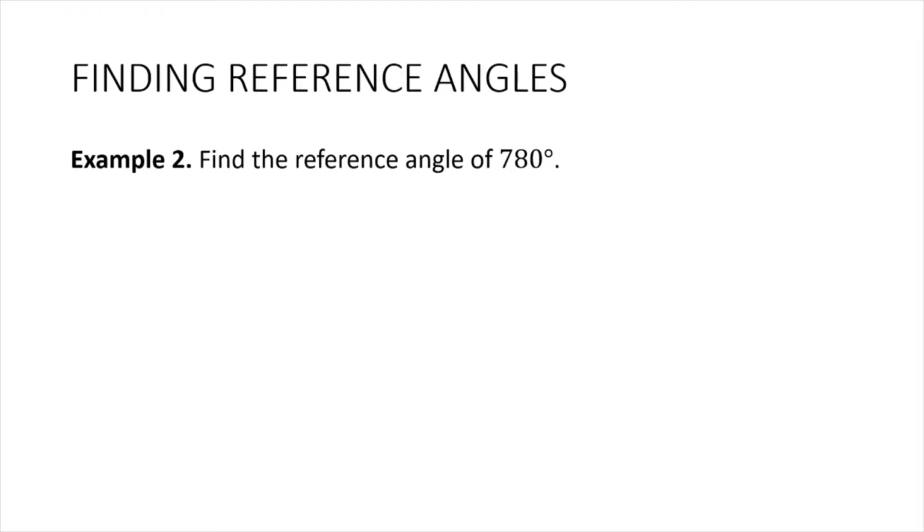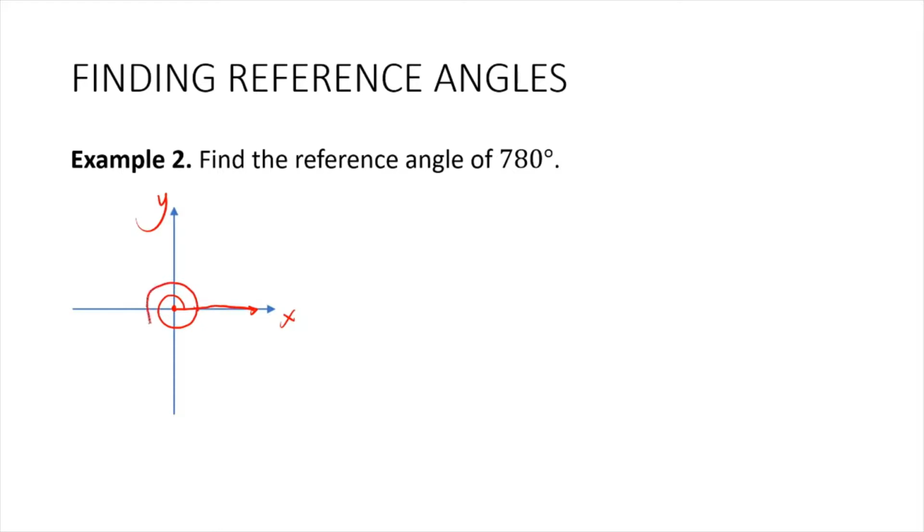Next, let's find the reference angle of 780 degrees. Okay. So again, we have here our Cartesian plane, the y-axis, the x-axis. Recall that one revolution is 360 degrees, right? So from, for example, the initial side, which coincides with the positive x-axis, one revolution is 360 degrees, right? So this is 360 degrees.